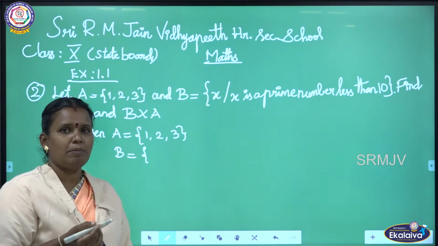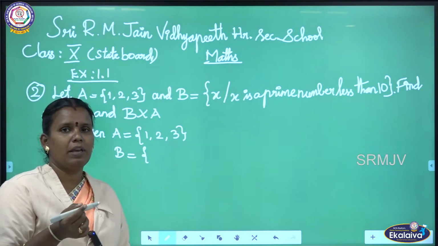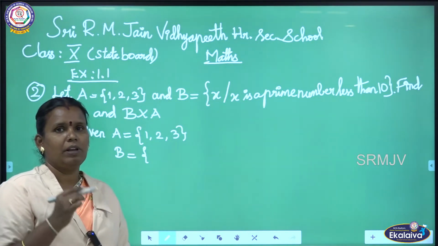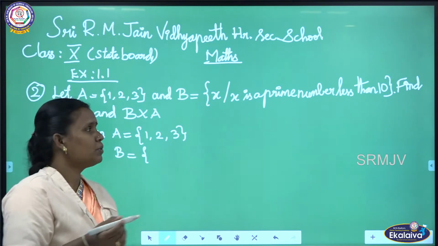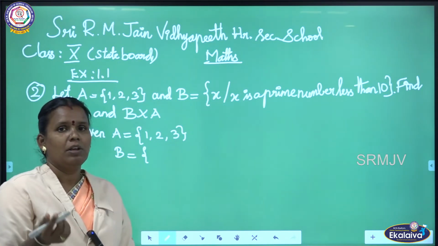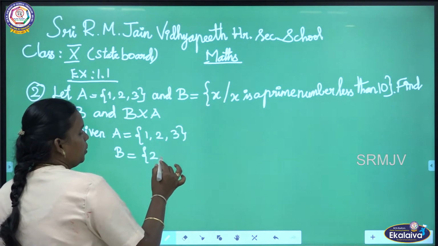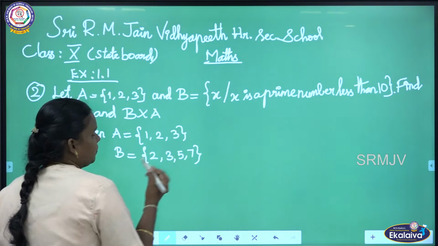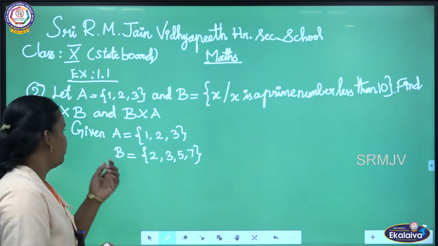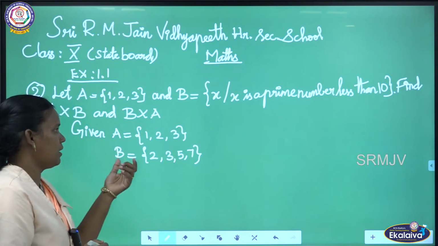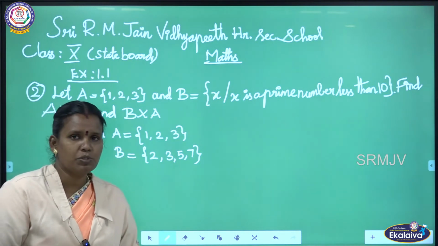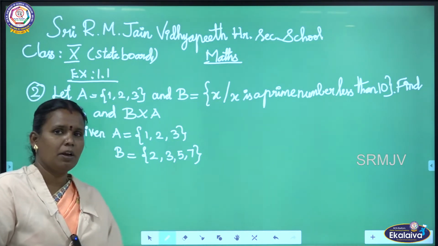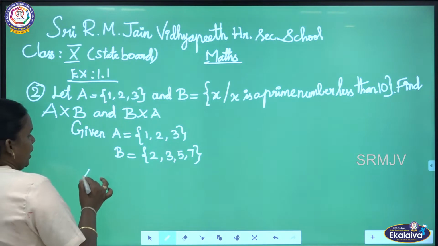So, what are all the prime numbers? Prime numbers means a number divisible only by itself and 1. We consider that number as a prime number. So the prime numbers less than 10 are 2, 3, 5, 7. Are you clear, children? First we have to write the given sets A and B, then we proceed with A cross B and B cross A.